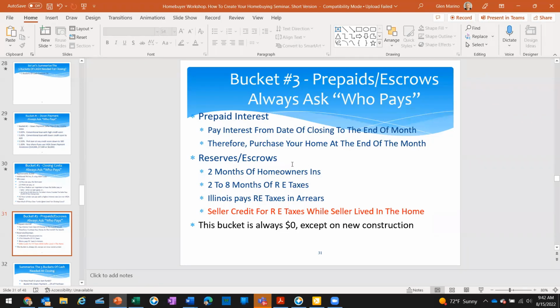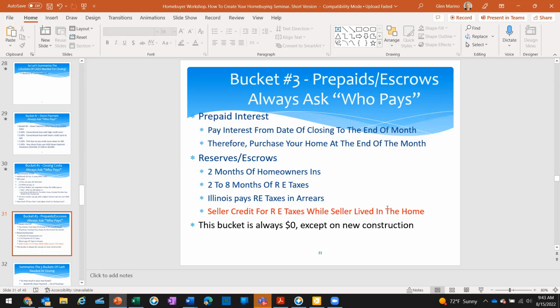The escrows, like we talked about, are going to be set up as 2 months of homeowners insurance and anywhere from 2 to 8 months worth of real estate taxes, depending upon the month that you close in. But not to overcomplicate it, Illinois pays real estate taxes in arrears. Therefore, the seller will give a credit to the buyer, to you, the borrower, for real estate taxes for the number of months while the seller lived in the home.